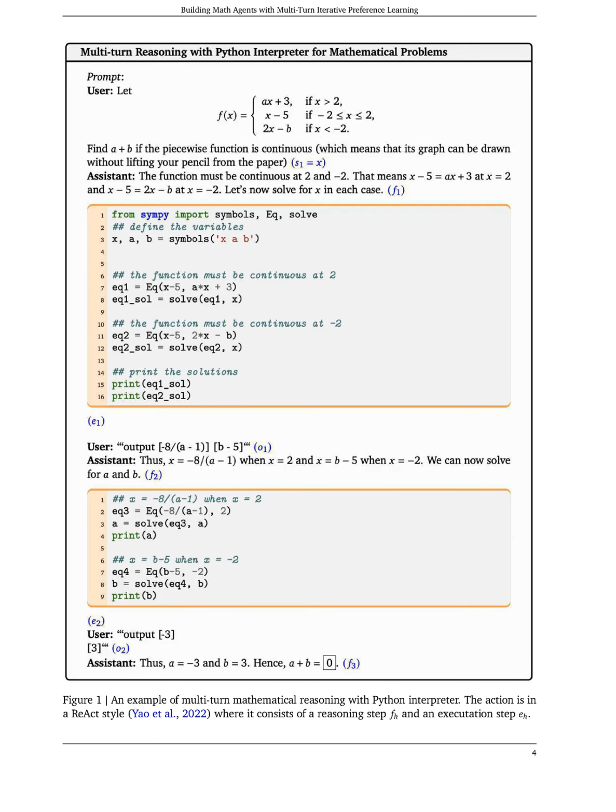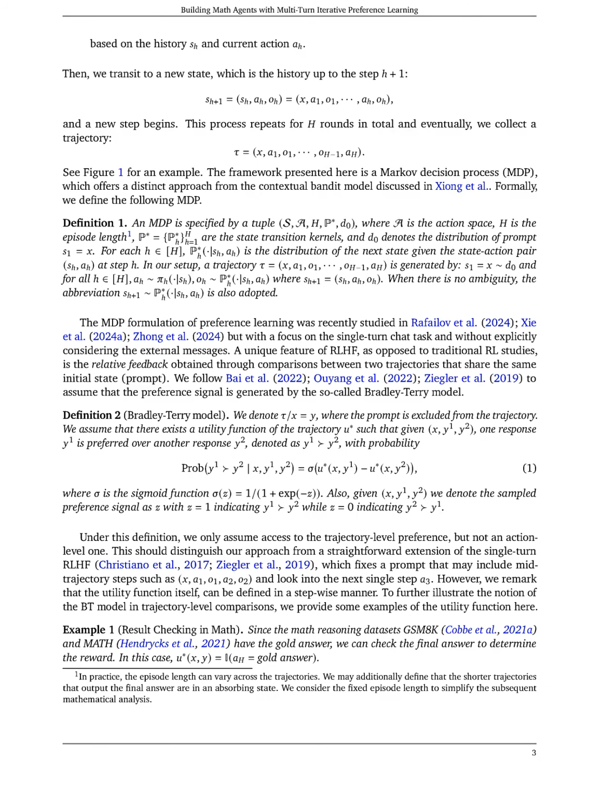The proposed method operates within a Markov decision process, MDP framework, where the learning process is structured into a series of interactions over multiple rounds. Initially, a prompt, x, is sampled as the starting state, s_1. At each step, h, the agent observes the current state, s_h, the history of interactions, and takes an action, a_h, based on a policy, pi_h.